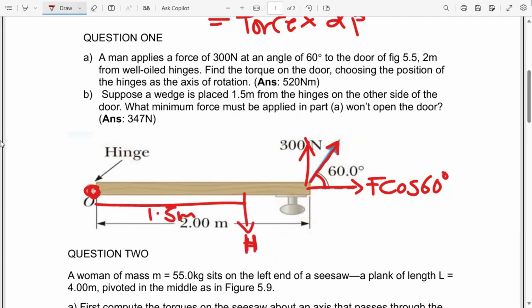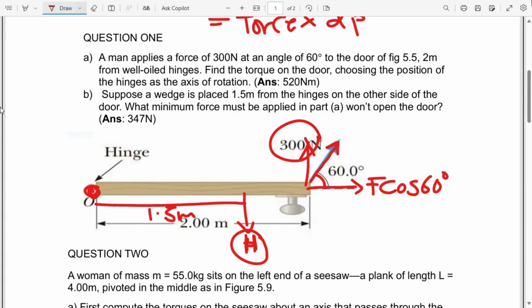Here, they're just basically asking us to find the minimum force the wedge must apply to prevent the door from opening. So they want us to calculate the minimum force that this wedge must apply for the door not to open if this 300 N force has been applied at a distance of 2.00 meters from the pivot, which is the hinge here. So what are we going to do?